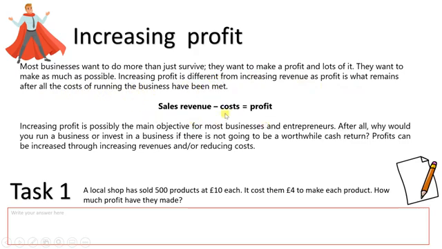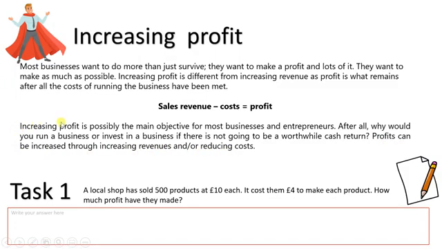Sales revenue minus costs equals profit. Increasing profit is possibly the main objective for most businesses and entrepreneurs. After all, why would you run a business or invest in a business if there is not going to be a worthwhile cash return? Profits can be increased through increasing revenues and/or reducing costs.